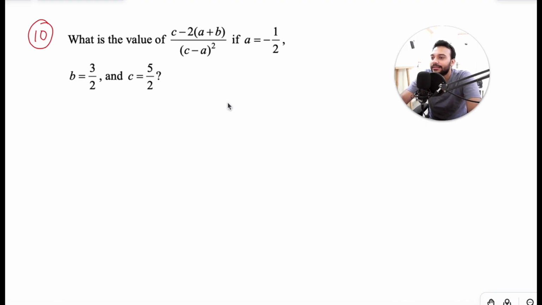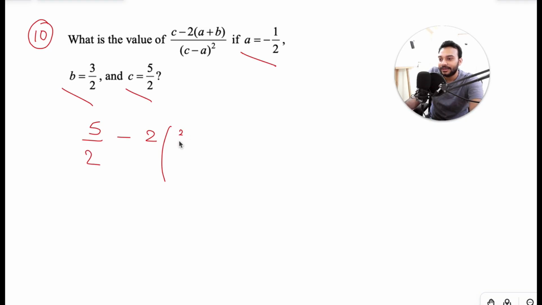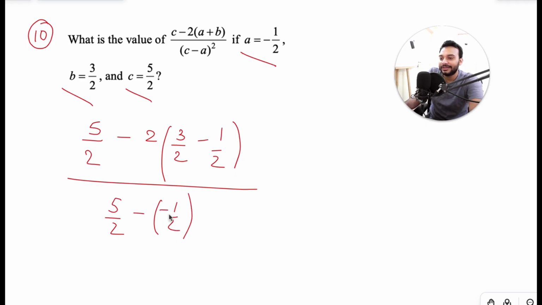Okay, let's look at question number 10. What is the value of c minus 2 times a plus b over c minus a squared if a is negative half, b is 3 over 2, and c is 5 over 2? We need to put these values. So c, that is 5 over 2, minus 2 times a plus b, so 3 over 2 minus half, over c minus a, 5 over 2 minus half, squared. Okay, it's a gridded question.